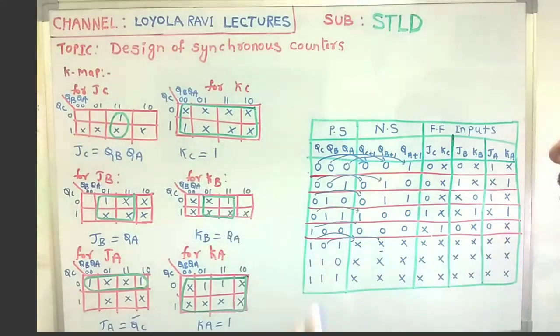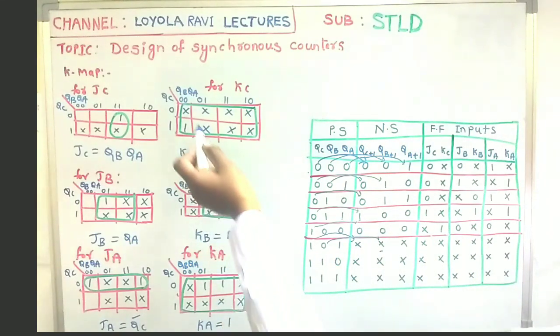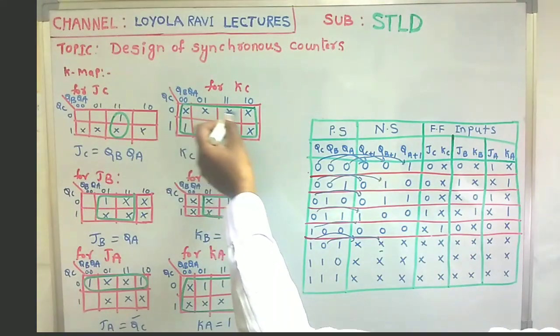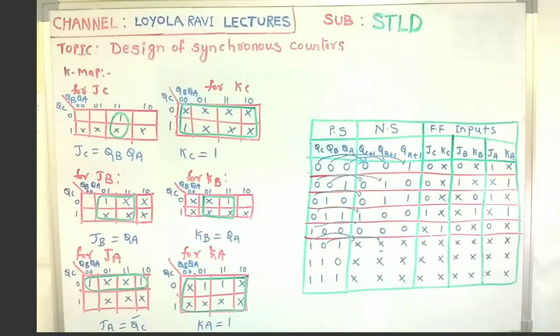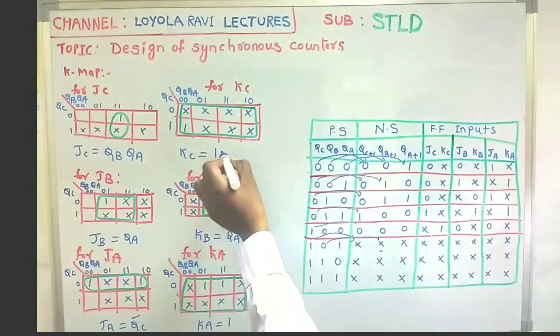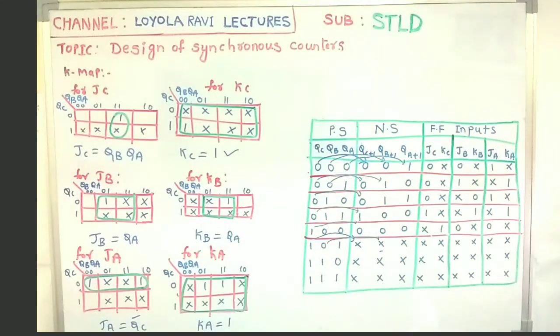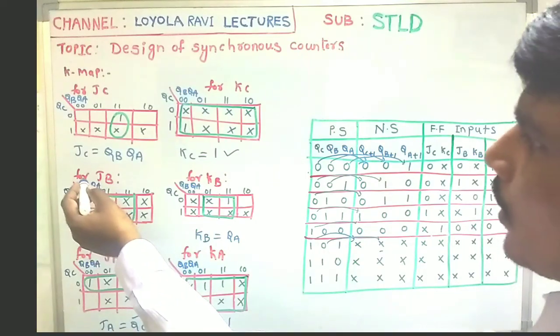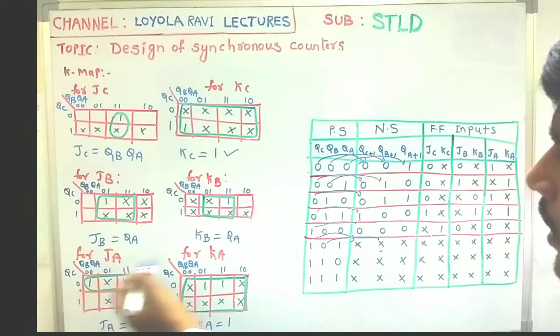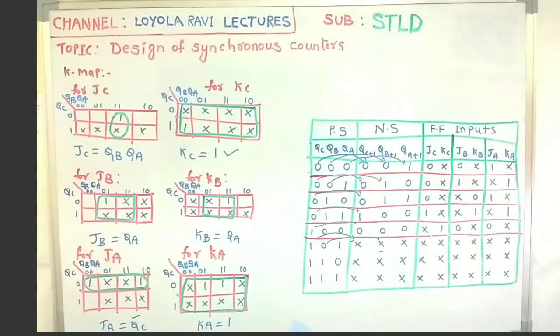By covering this one, is there any possibility for an octet? We have to check. Total we have 8 states, that's why we are checking for an octet. With 7 don't cares and one 1, if we take all of them, there is a formation of an octet. So I am forming one octet like this. If everything is covered in the K-map, the output is 1. KC is equal to 1. Then go for JB, exactly the same as JC, KC. Then JB, KB and JA, KA. If you know this, the remaining are all very easy.